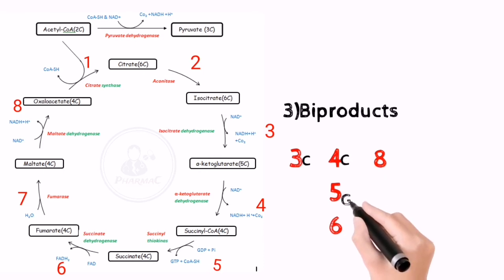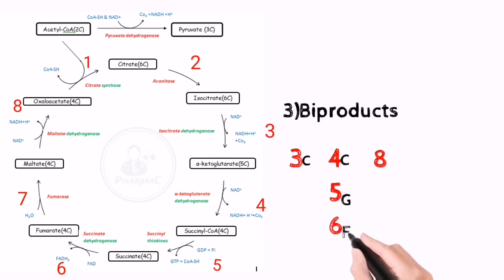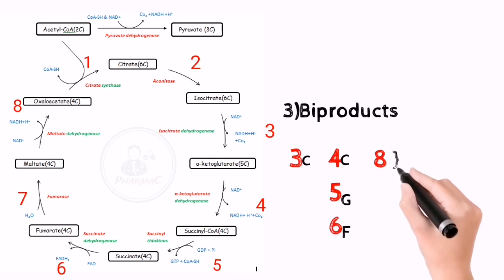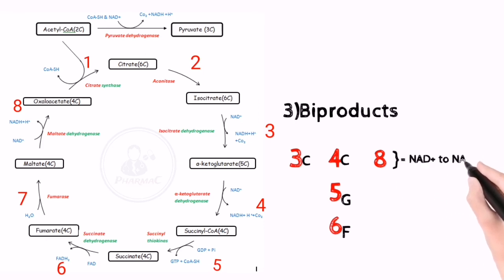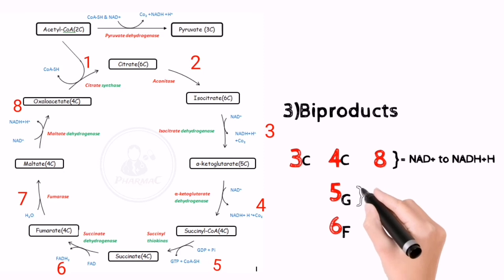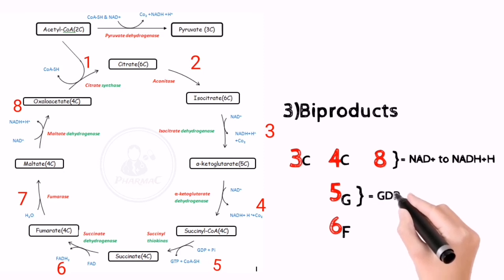At these arrows we have to write NAD+ to NADH. At 5th position we have to write GDP to GTP. At 6th position we have to write FAD to FADH2.